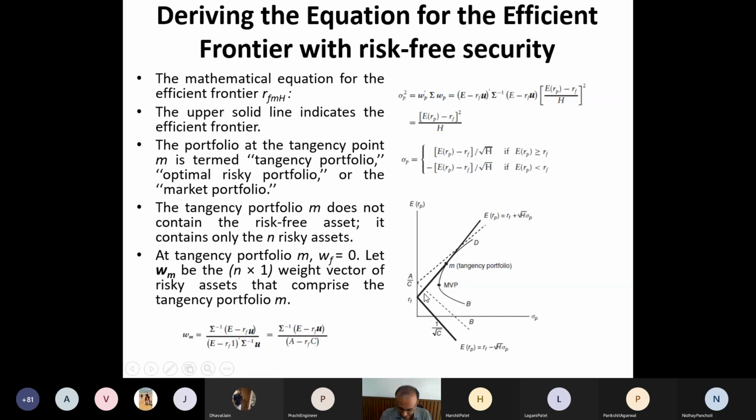Out of these two equations, I am only interested in this ray, which is going above this RF, right? And there is a linear relation between ERP and sigma p, which is ERP equal to RF plus under root H into sigma p. So that is a very simple relationship, and that is my new efficient portfolio.